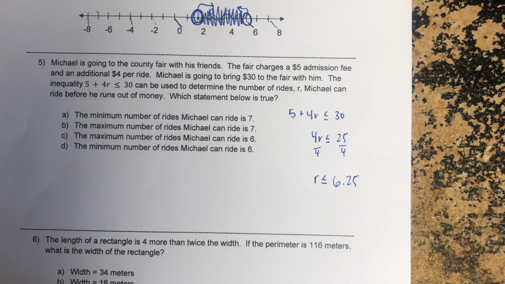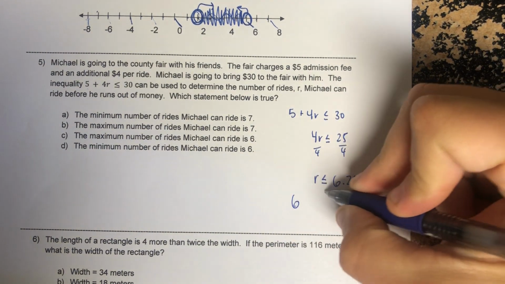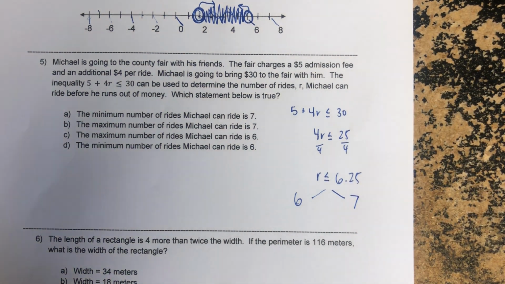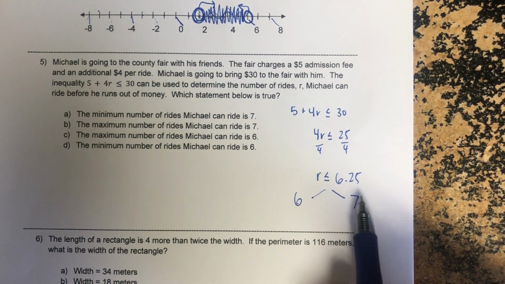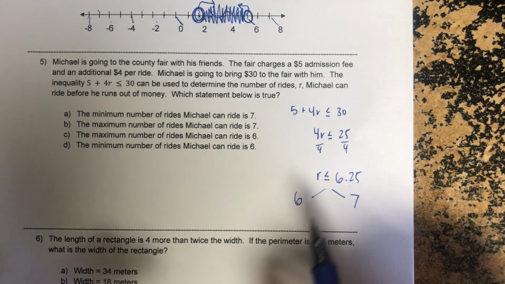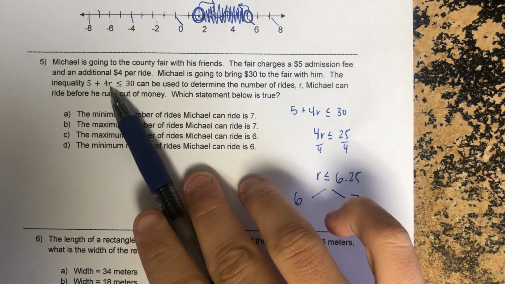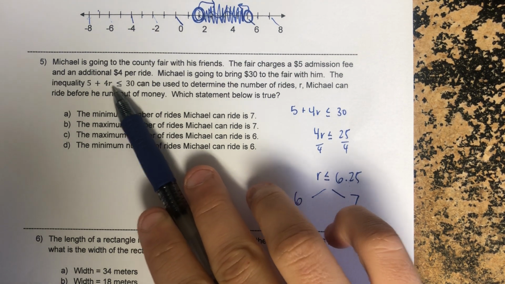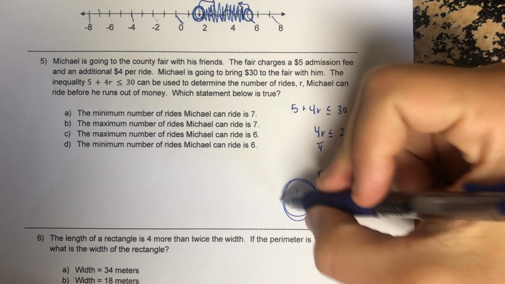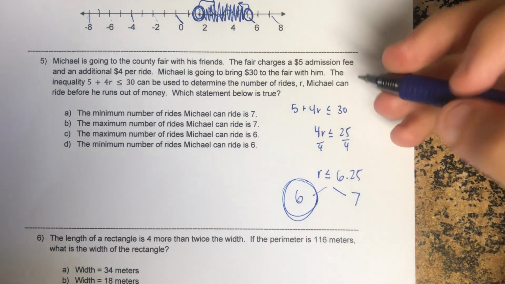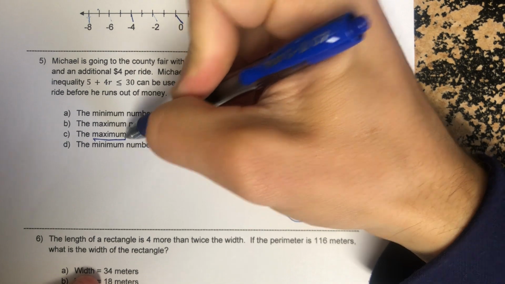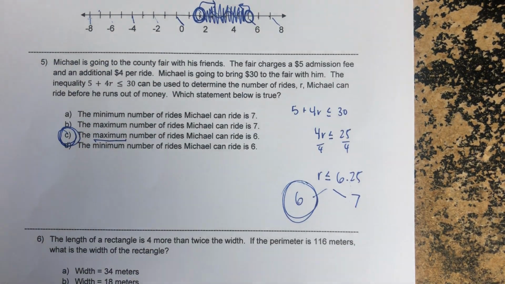Okay, so that means R, which is the number of rides that Michael can ride before he runs out of money, has to be less than 6 1/4. Well, you can't ride 1/4 of a ride. So what you would have to look at is the two numbers to the side of that, 6 and 7. Well, 7 is bigger than that number. So 7 would not be less than or equal to. There's no way 7 works. You can quick check that. If you plug in 7 over here, 4 times 7 is 28 plus 5 is 33. He doesn't have the money. So 6 is the most amount of rides he can go on. Another word for that is 6 is the maximum number of rides Michael can ride on.